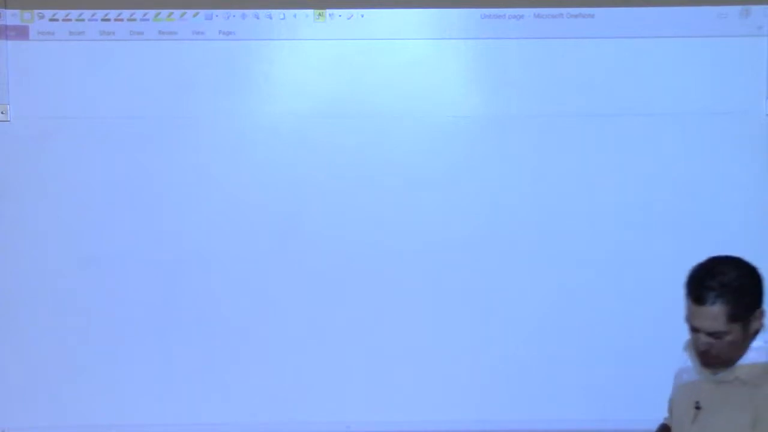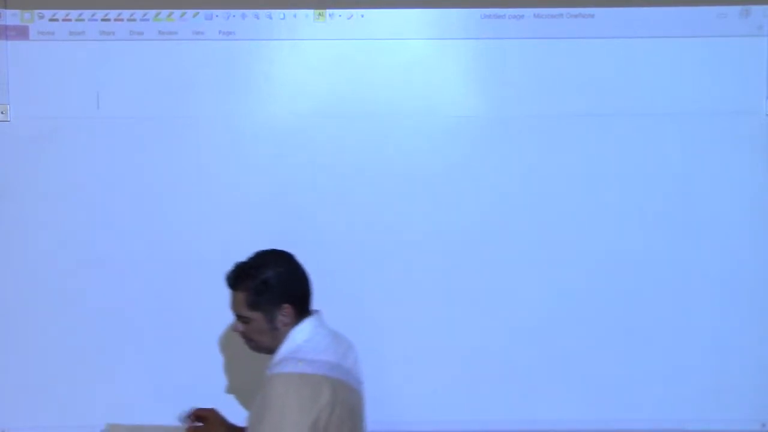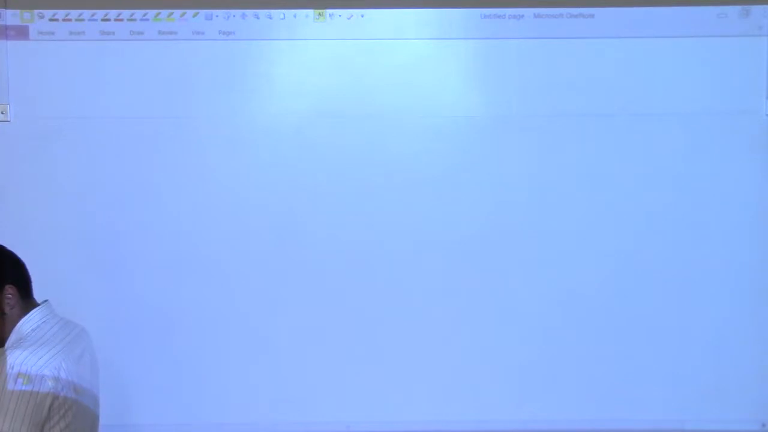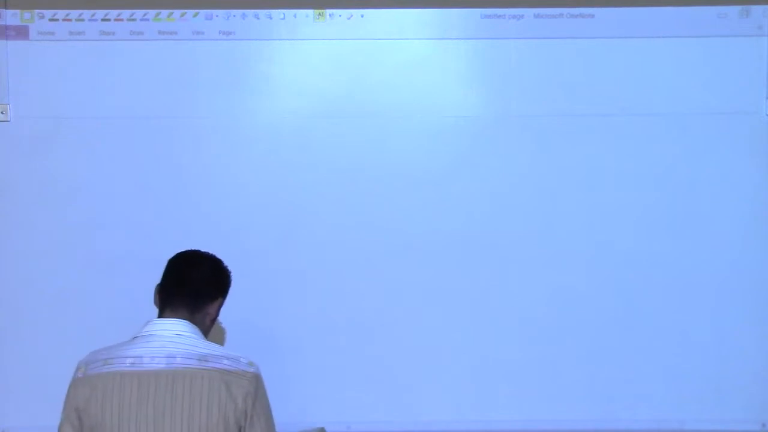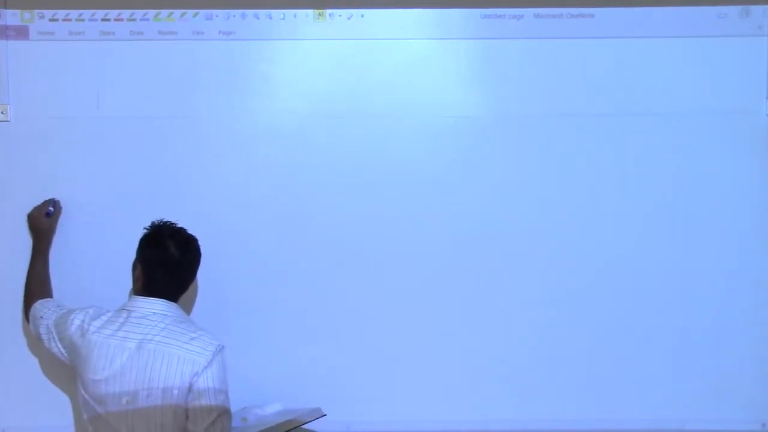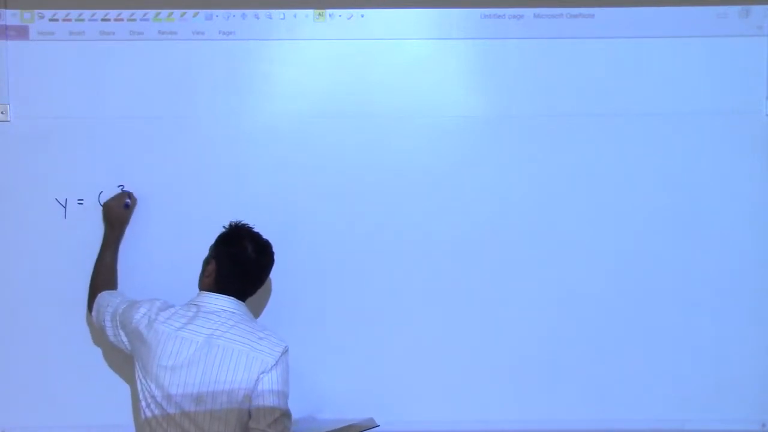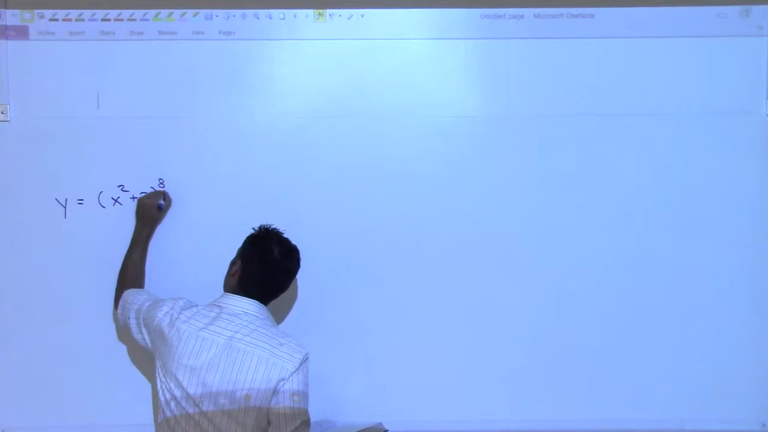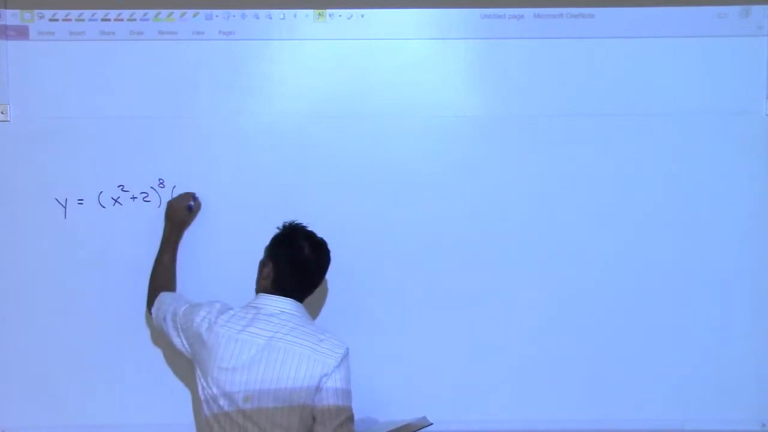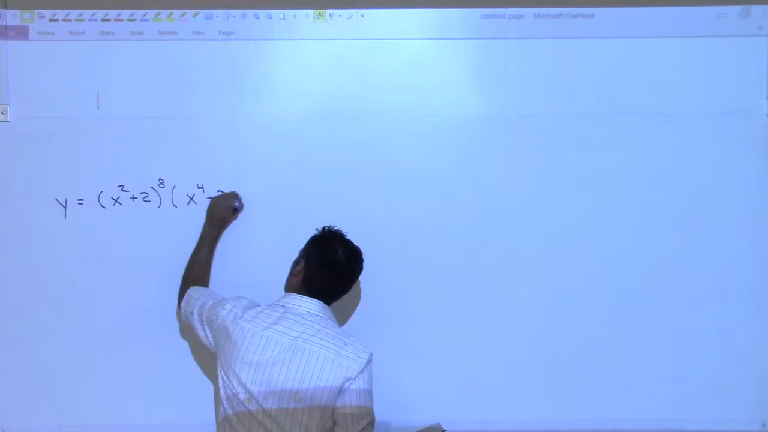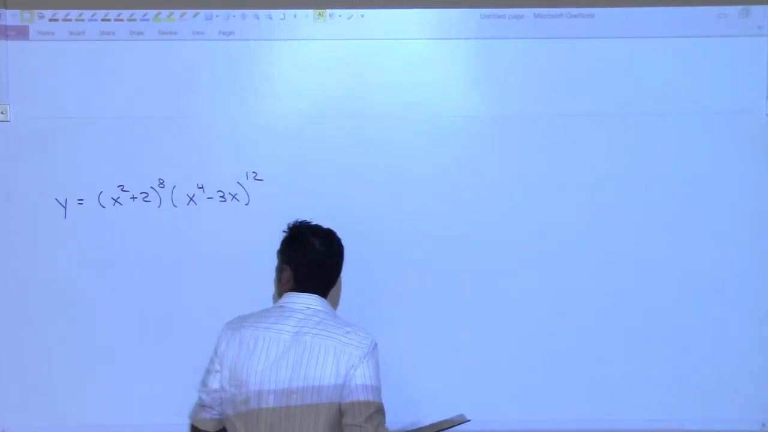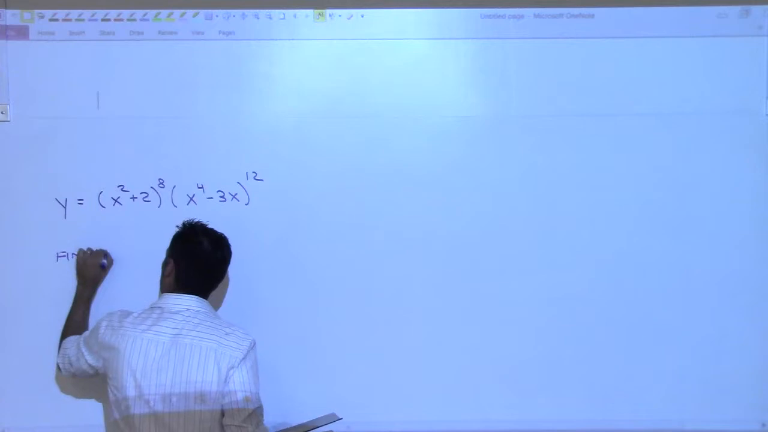All right, now we are not done with this section. We had started doing this thing called logarithmic differentiation towards the end of class. And so I want to do another one of those problems. Let's take a look at something like this. Let's say we have y equals x squared plus 2, to the 8th, and then let's say we have x to the 4th minus 3x, to the 12th power. And let's say we want to find the derivative of this.